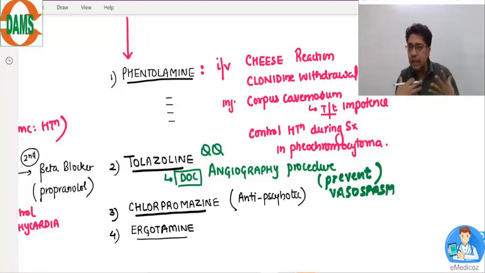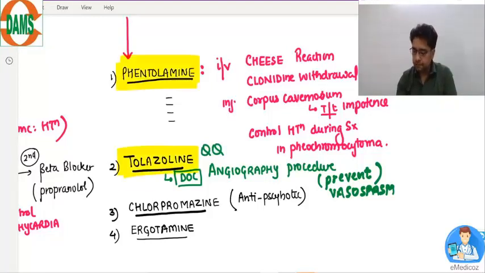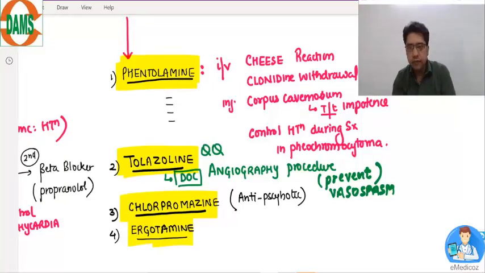Can you tell me certain angiographies? Coronary angiography, digital angiography, etc. So these are the uses. These last two drugs you don't have to remember.